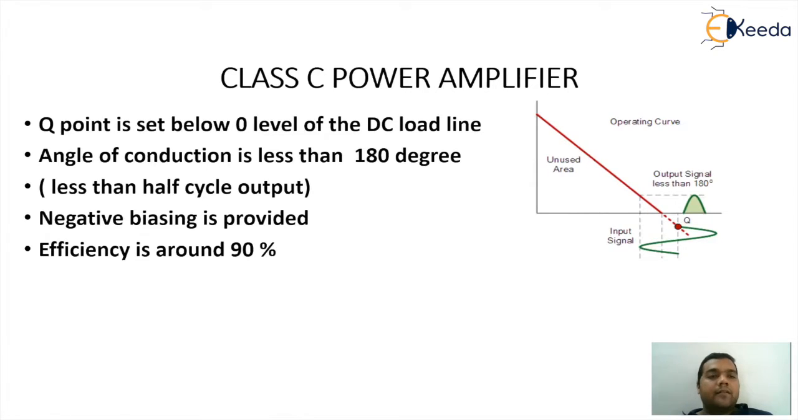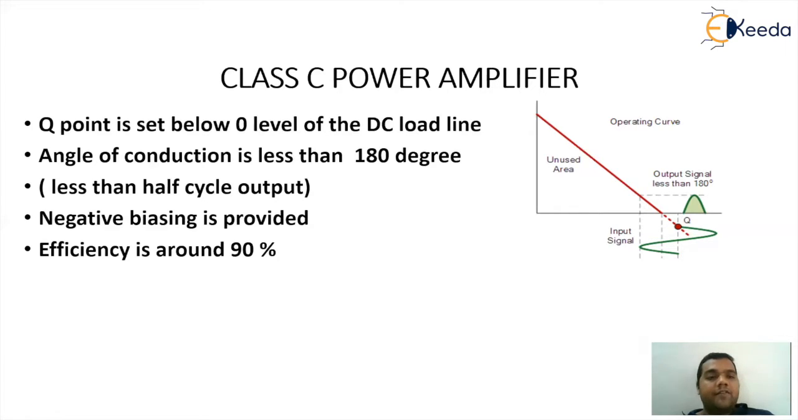As discussed earlier, the Q point of the Class C power amplifier will be set below the cutoff region, or you can say below the zero level of the DC load line. The angle of conduction will be less than 180 degrees, because when we talk about Class B, the angle of conduction was exactly 180, where the transistors were conducting for half the cycle. In Class C, since the Q point is shifted below, the transistors are going to be on for less than a half cycle. And that's the reason the angle of conduction is less than 180 degrees.